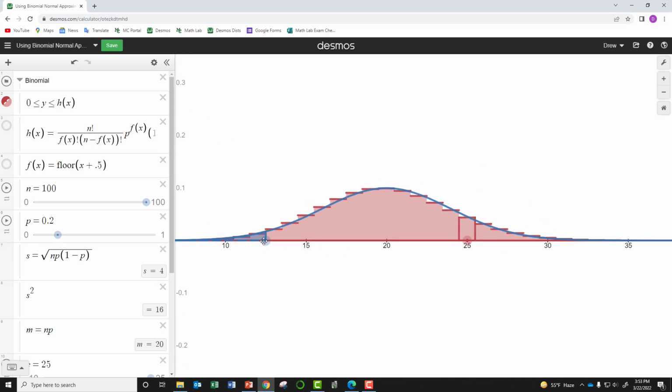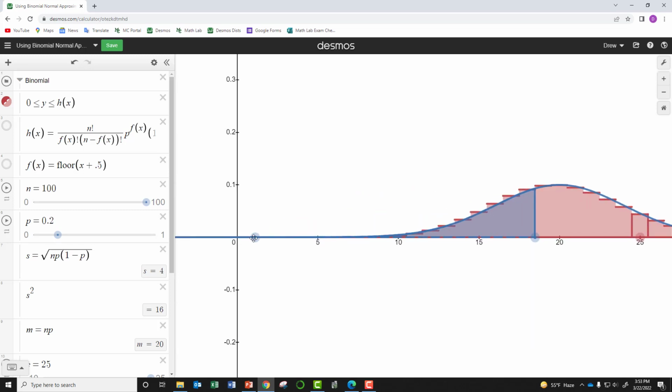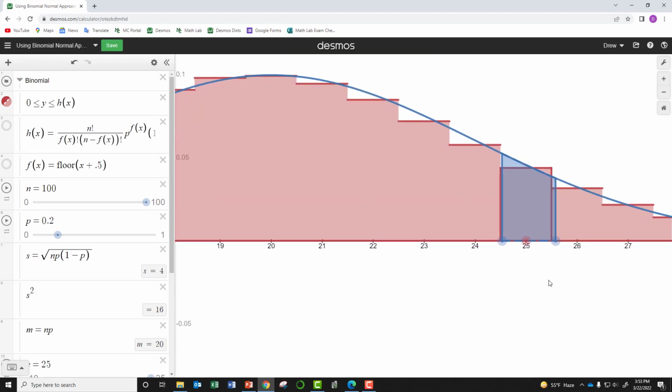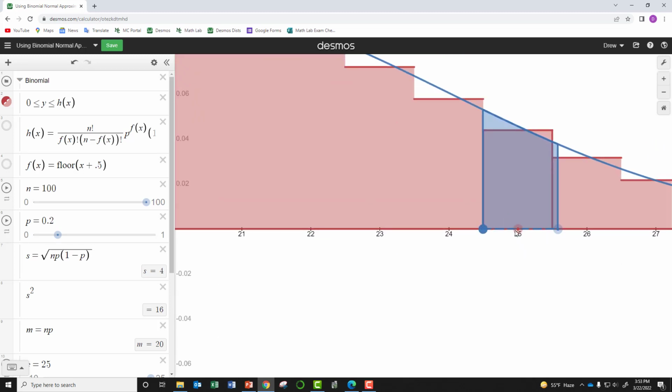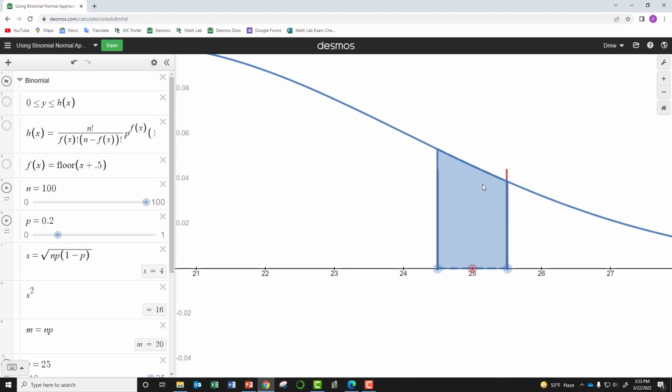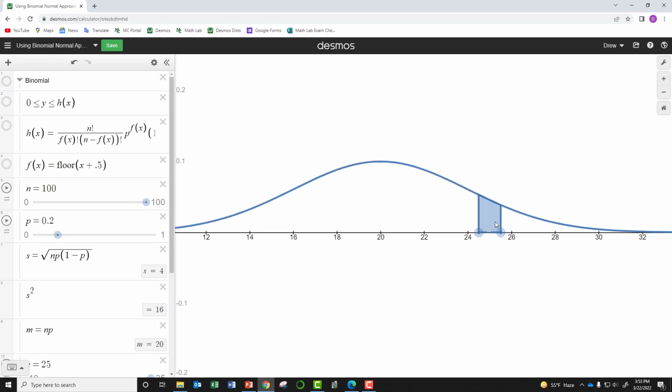If we want to approximate that area, the best way to do it is going to be put a lower bound at 24.5 and an upper bound at 25.5 and calculate this area under the normal curve. Just like this. So now this blue area is my approximation, right here around 25. So let's calculate that area using the normal CDF.